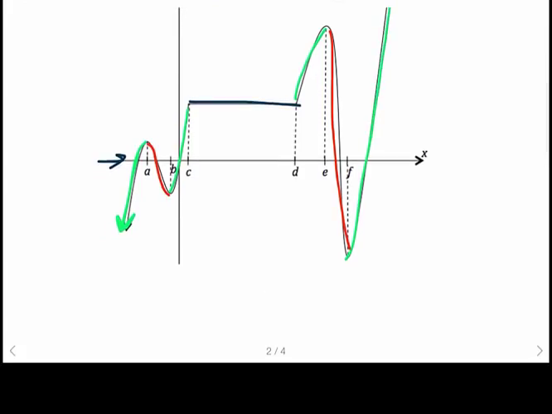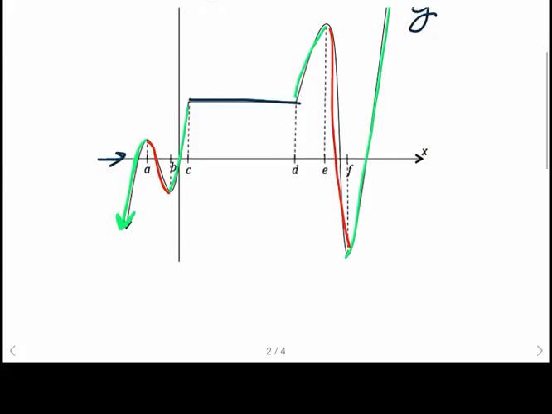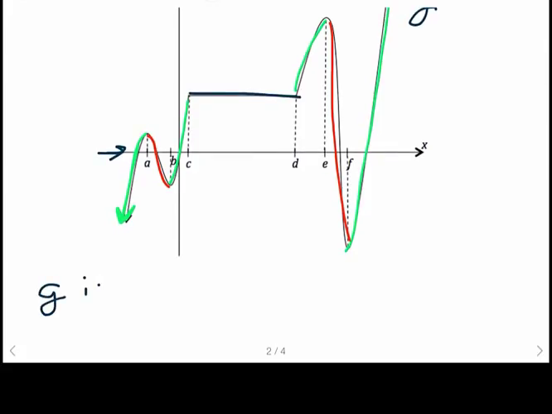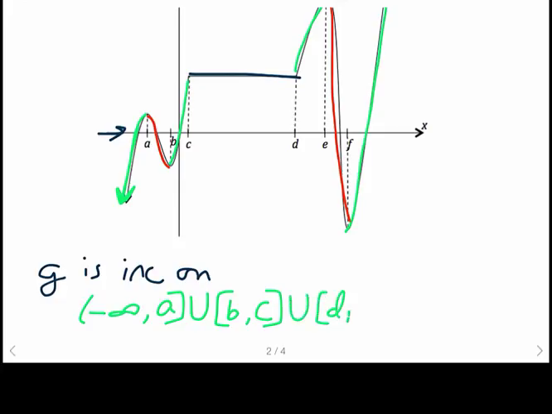To write this out, we would say, well, let's give this function a name. Let's call it g. And here we would say that g is increasing on the interval, or intervals, from negative infinity to a, square bracketed a, union with b to c, square bracket for both of those, union from d to e, and union from f to infinity. And notice we're using square brackets all around except for the endpoints that indicate infinity.